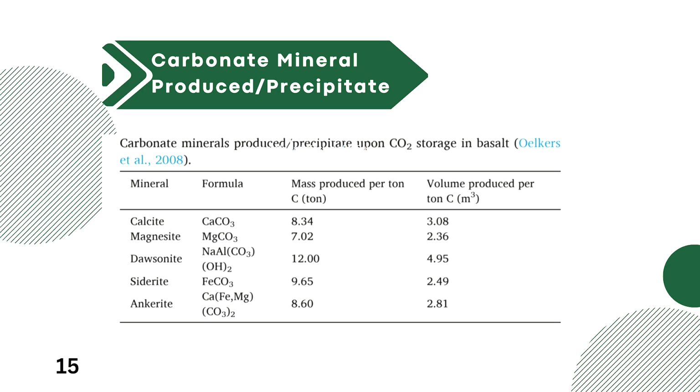So next, we go to carbonate minerals produced that precipitate. There are a few carbonate minerals that will be produced after the injection of CO2 in basalt formations. A few minerals that we have summarized in this table include calcites, magnesites, dawsonites, siderites, and also anthracites. These are minerals that we have studied in a few research papers.